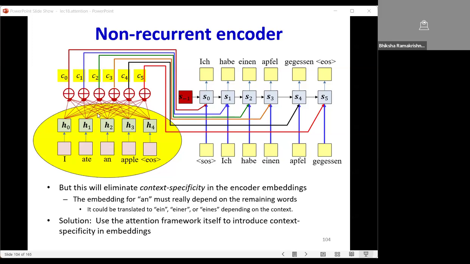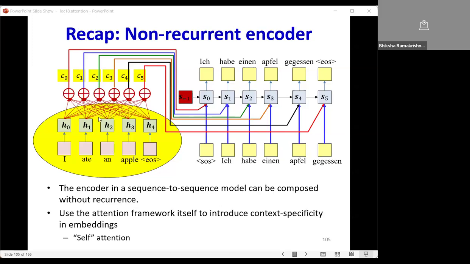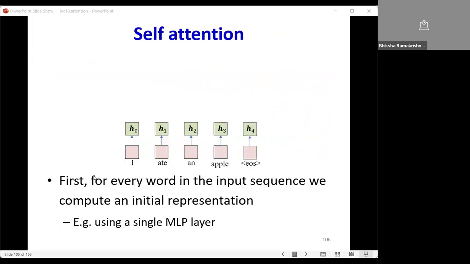Have we seen something that already works? Here's what we're going to do, right? I'm going to use the attention framework itself to introduce context specificity. So here's what I would do.